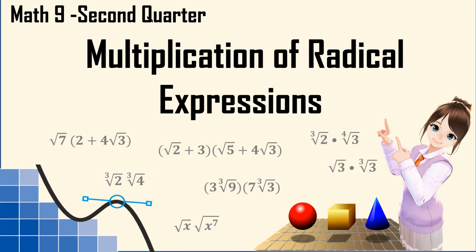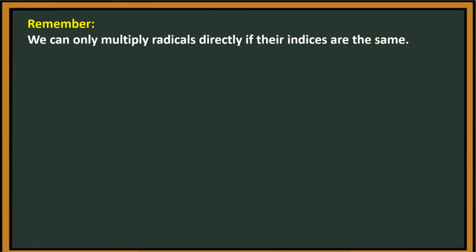This time, I'm going to teach you how to multiply radical expressions. Remember, we can only multiply radicals directly if their indices are the same. So let's have here the nth root of A times the nth root of B. As you can see, they have the same indices, which is n. Therefore, we can multiply the radicands. So that is equal to the nth root of AB.